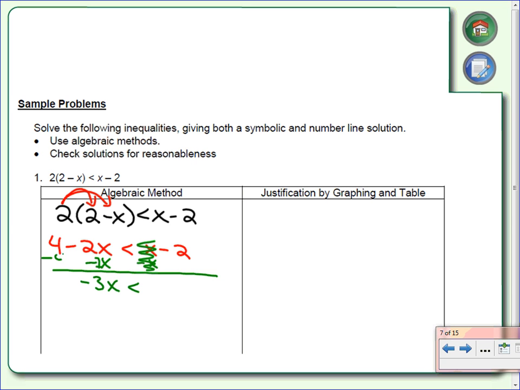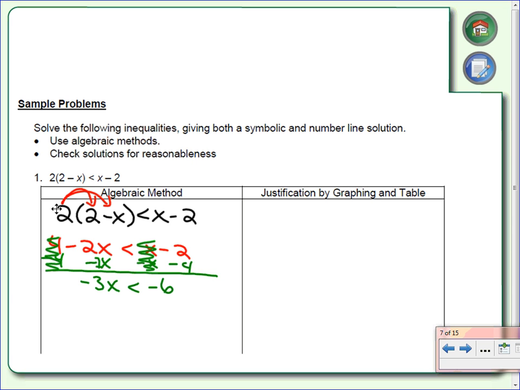I'm going to do that by subtracting it. So if I subtract it from the left, then I also have to subtract it from the right. So this 4 minus this 4 is zero. Let's see, we're going to put those two together. You've got a -2 and a -4. What do you get when you put those two together? A -6. Remember, we're adding those two numbers. So now we're at a point where we have -3x is less than -6.